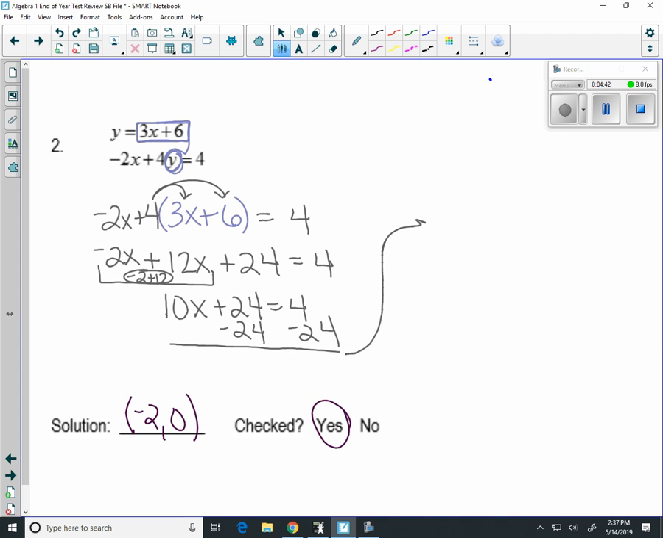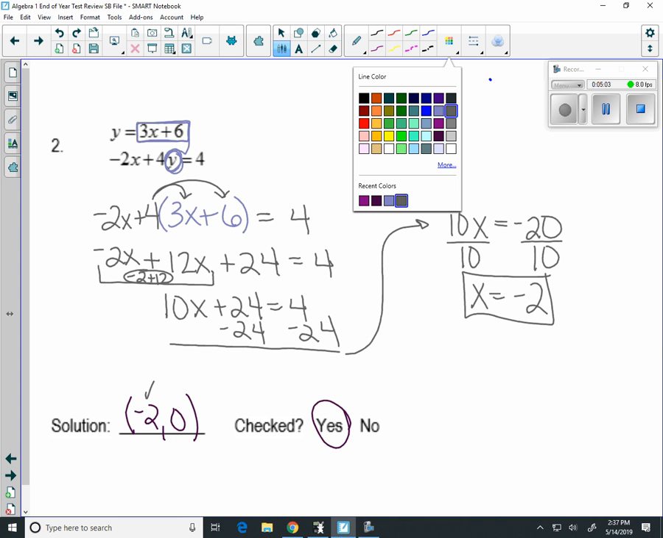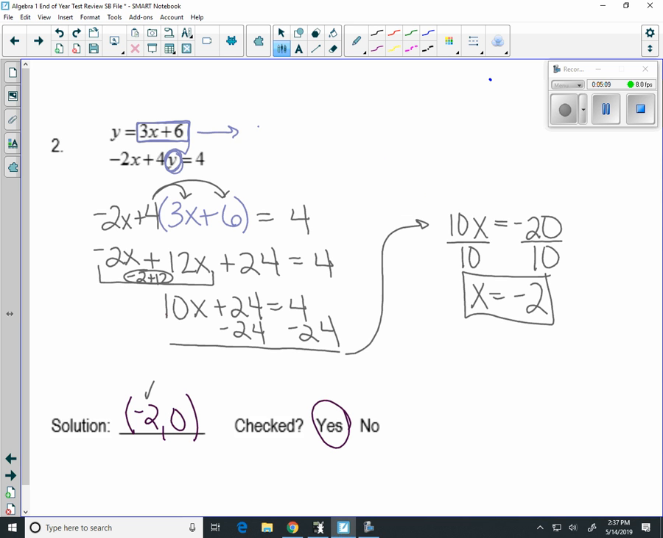I ran out of room, so I'm going to go over here. 10x. 4 minus 24 is negative 20. I'm going to divide by 10. I'm feeling pretty good because I just got x equals negative 2. And now we can plug that negative 2 back in to our equation here. Y is equal to 3 times x plus 6, but our x is negative 2. So that is negative 6 plus 6, which is 0.